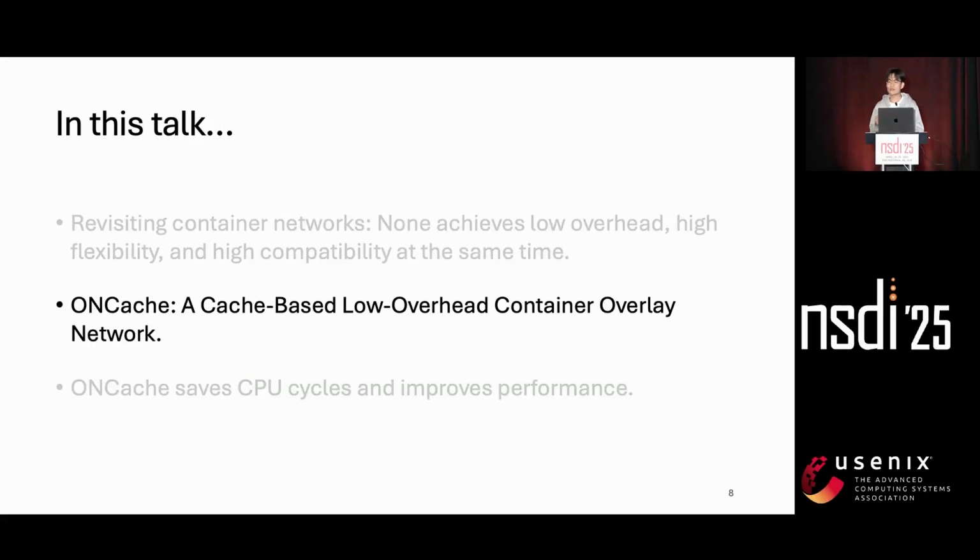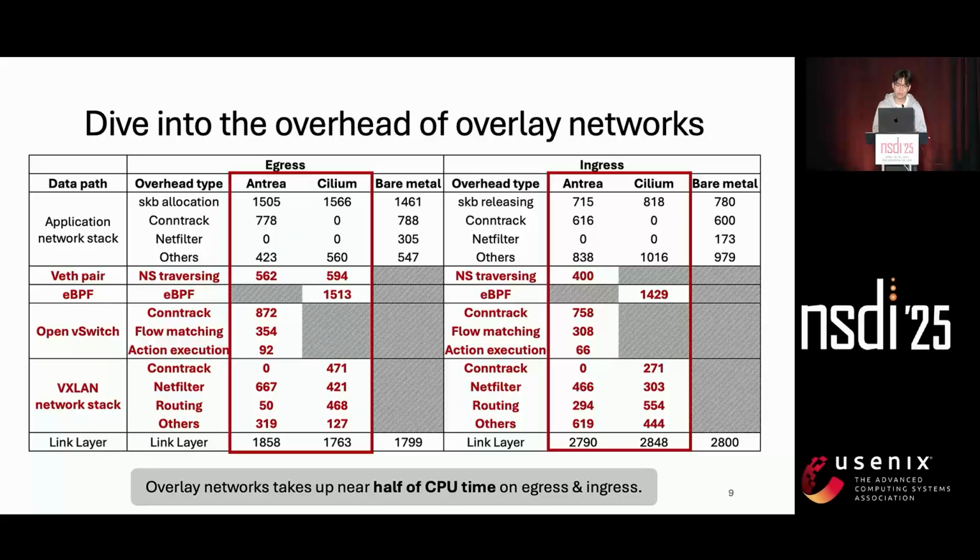So we now introduce ONCache, our proposed solution built on top of overlay networks. Overlay networks offer good flexibility and compatibility, but the challenge, however, is how to eliminate their overhead without losing the benefits of flexibility and compatibility. So let's first dive into the overhead introduced by overlay networks.